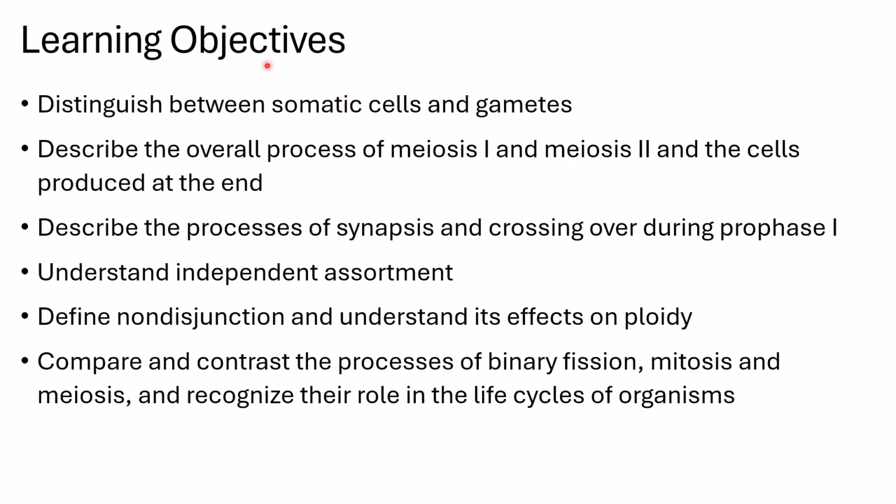Our learning objectives for this video are to distinguish between somatic cells and gametes, describe the overall process of meiosis 1 and 2 and know their end result, describe the process of synapsis and crossing over during prophase 1 of meiosis, understand independent assortment, and define non-disjunction and understand its effects on ploidy. By the end of this video, you should have an idea of the similarities and differences between binary fission, mitosis, and meiosis.